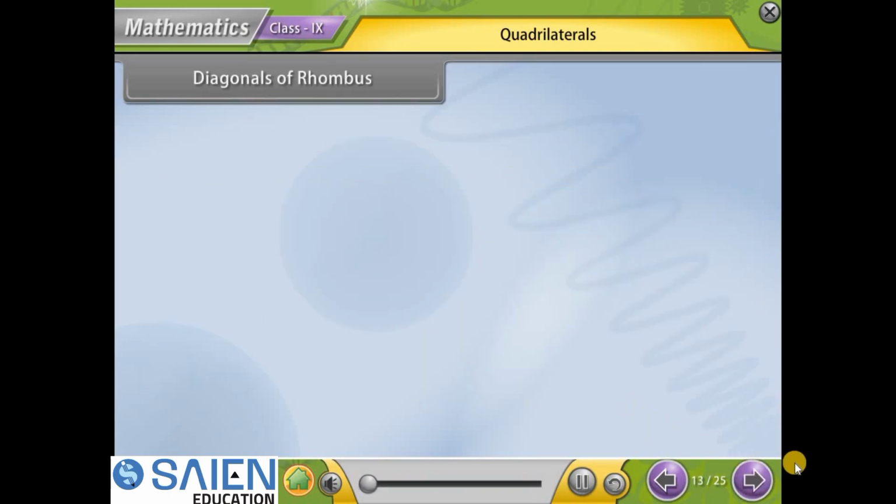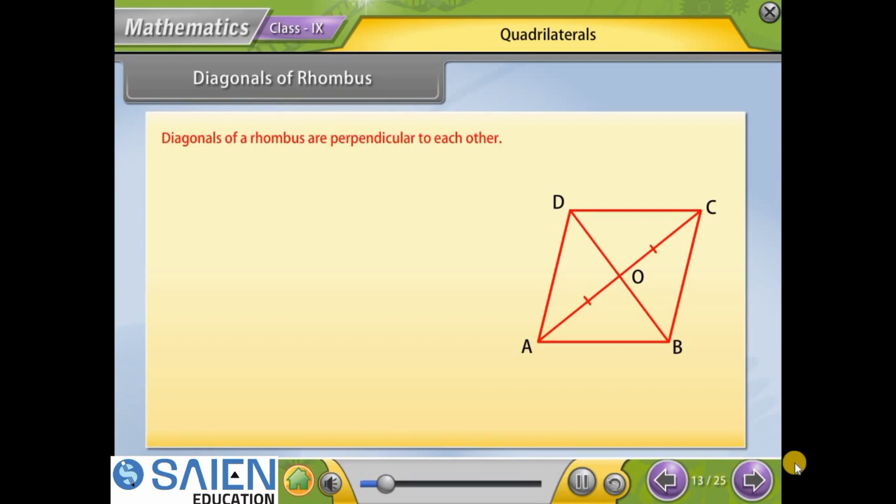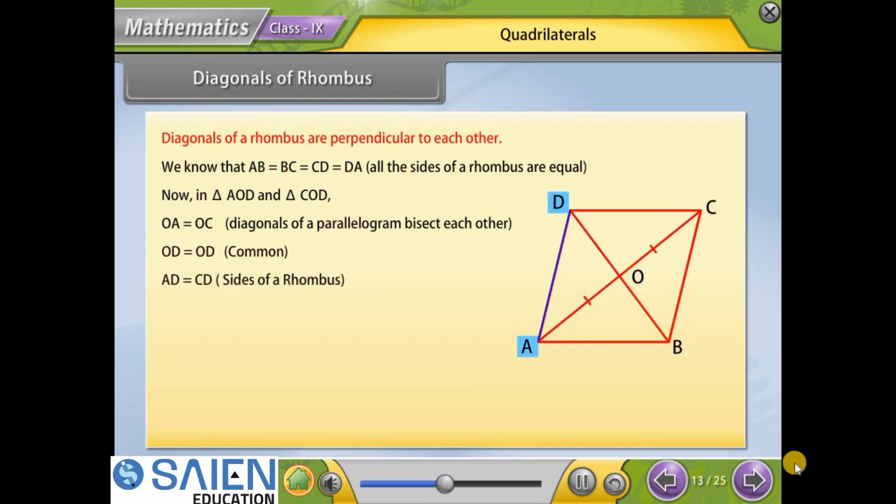Diagonals of a rhombus. Let us now prove that the diagonals of a rhombus are perpendicular to each other. Consider the rhombus ABCD. We know that AB is equal to BC is equal to CD is equal to DA because all the sides of a rhombus are equal. Now, in triangle AOD and triangle COD, OA is equal to OC because the diagonals of a parallelogram bisect each other. OD is equal to OD is common.